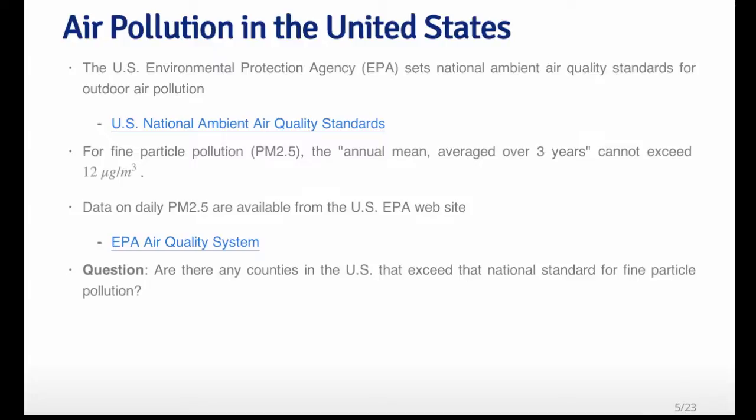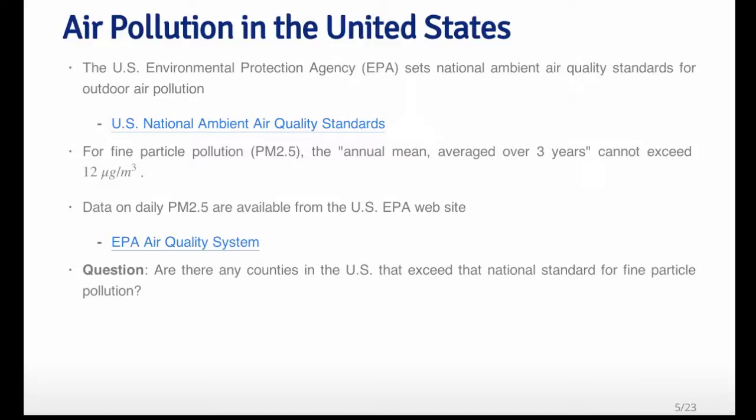I want to go through a specific example in this lecture, so we can talk about the various types of exploratory graphs that you might make using a real data set. This data set involves ambient air pollution in the United States, and it comes from the U.S. Environmental Protection Agency, which sets national ambient air quality standards for outdoor air pollution. The particular air pollutant we're going to look at is fine particle pollution, or PM2.5. The standard in the United States is that the annual mean, averaged over 3 years at a given location, cannot exceed 12 micrograms per meter cubed. Any state that exceeds this level is considered to be out of compliance with the national standards.